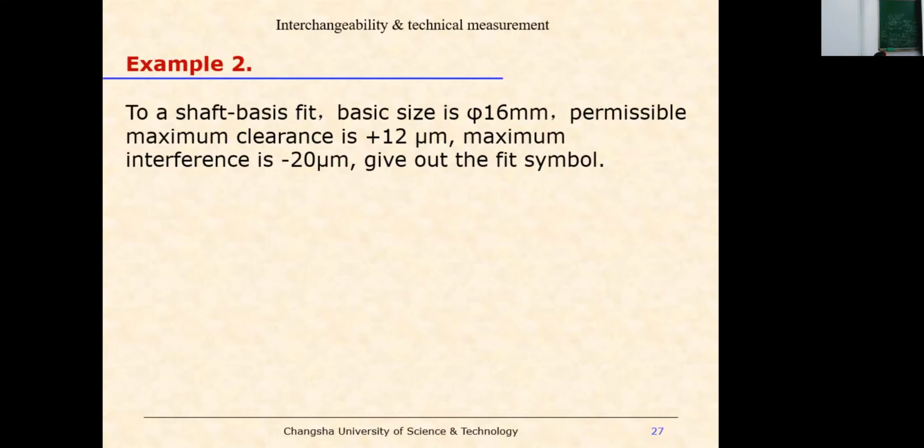Maximum clearance, maximum interference, yes. So two different solutions. I don't understand how. Yeah, it's a transition fit. One is X, one is Y. It's the same. Okay.